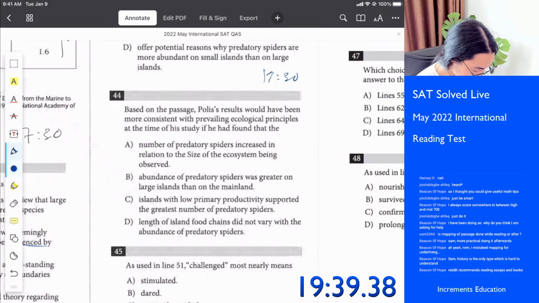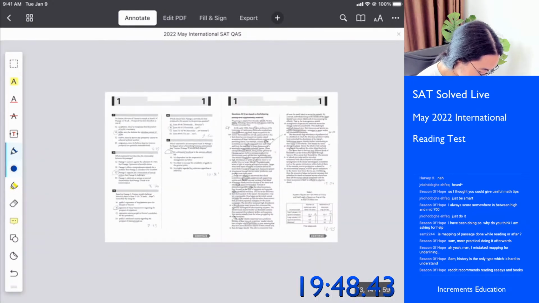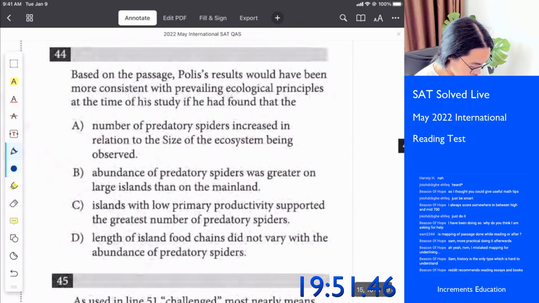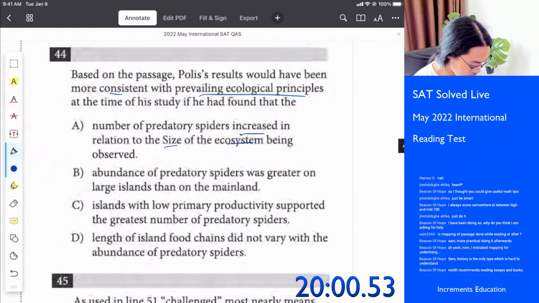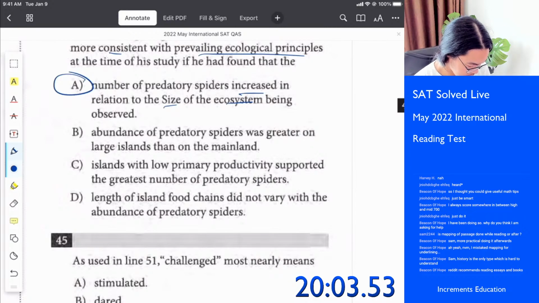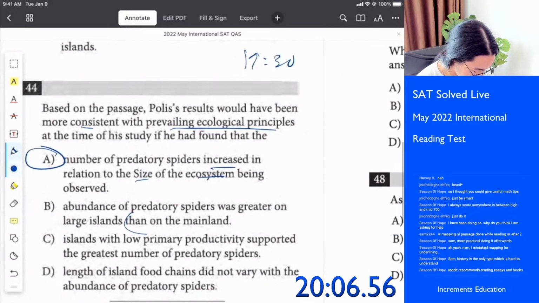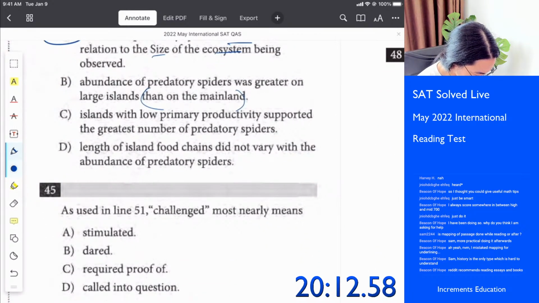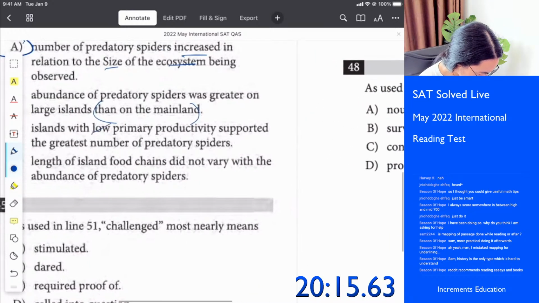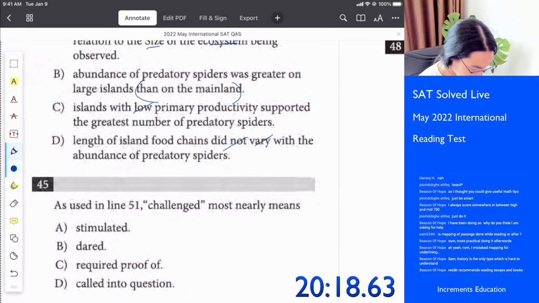Based on the passage, policy results would have been more consistent with the prevailing ecological study if you had found that the number of predatory spiders increased with the size of the ecosystem. That's correct. Not the mainland. We're talking about the islands only in that one. Just gonna do some quick process of elimination. Whatever supported the greatest number. No, that makes no sense. Length of the did not vary. Okay, that makes no sense. So that's 20, 20, and that is a no-look answer.